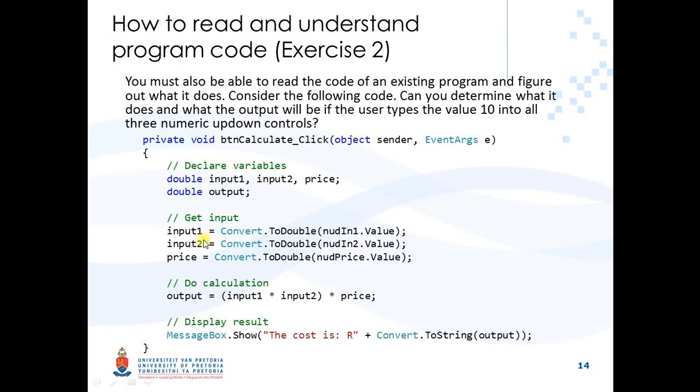Okay, so we have 3 input values. All 3 come from numeric up downs. Then we do a calculation, which is just multiplying the 2 inputs and then multiplying that by price. And then finally we display a cost in a message box.